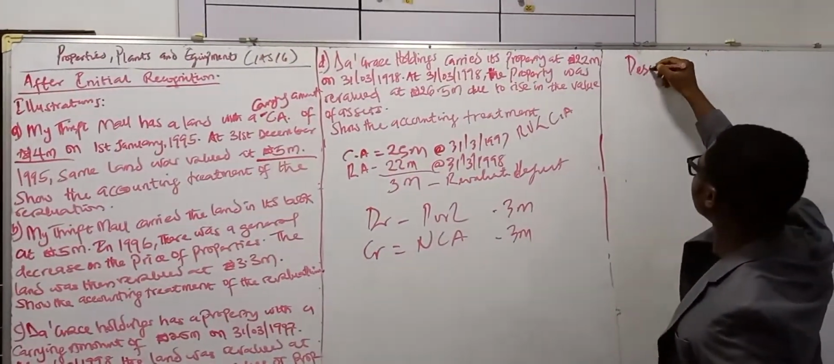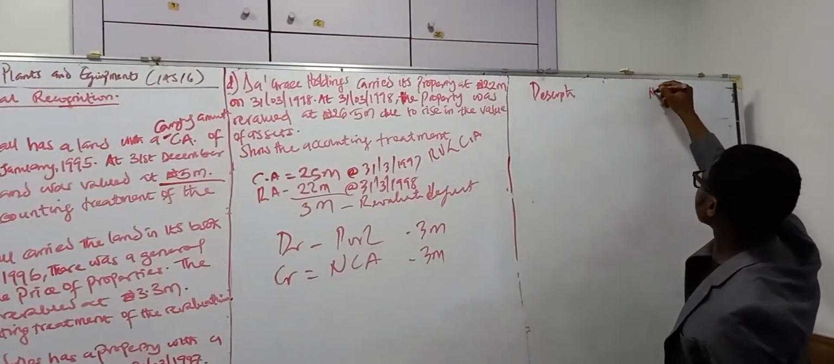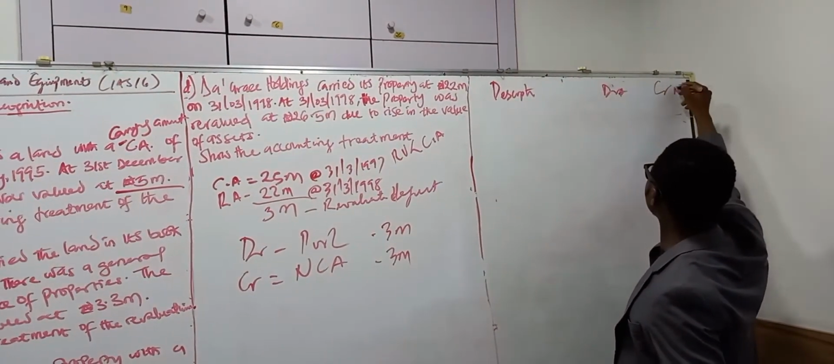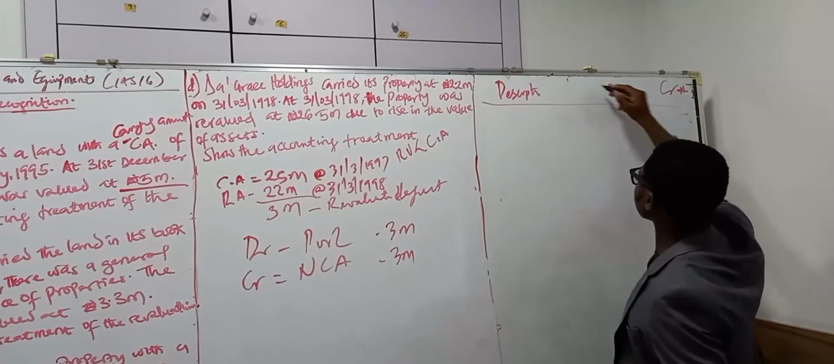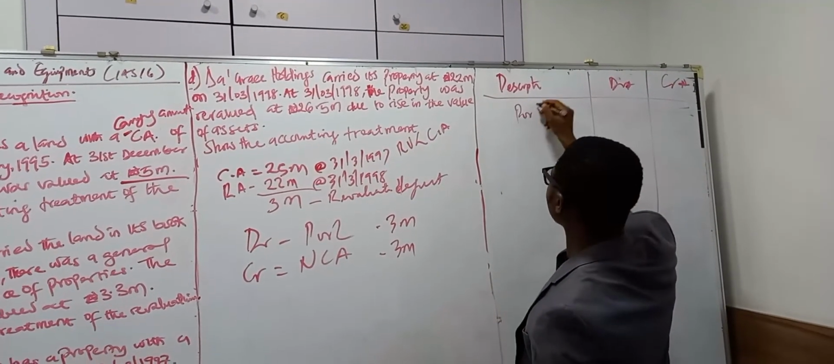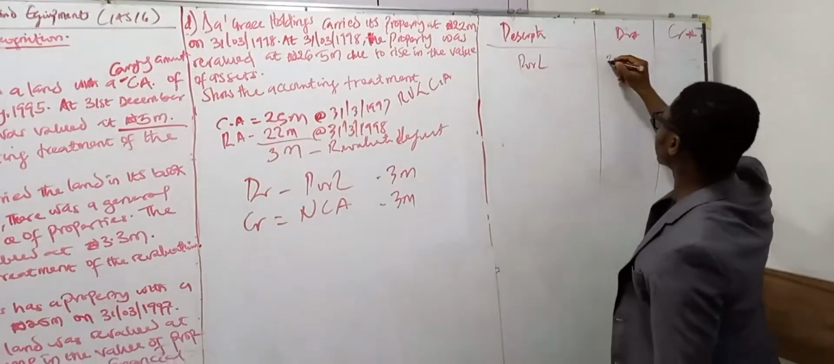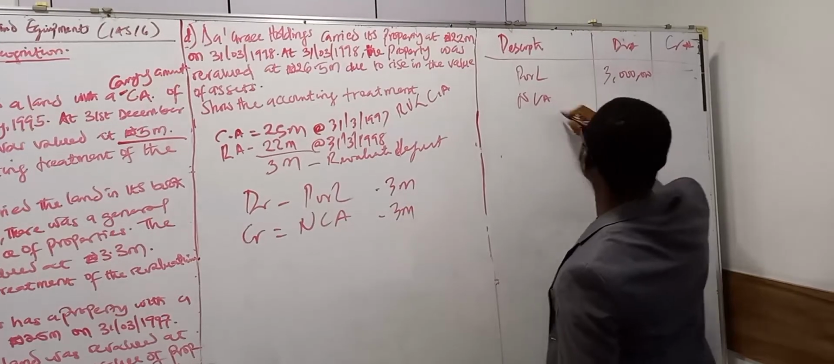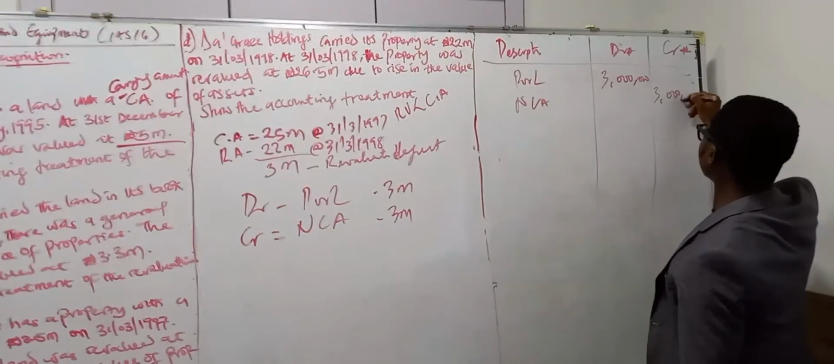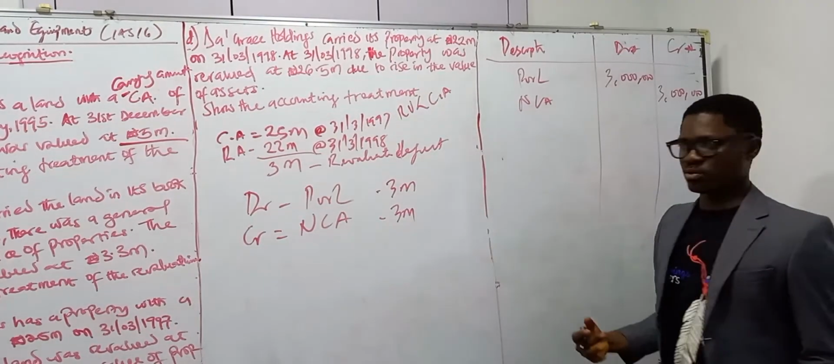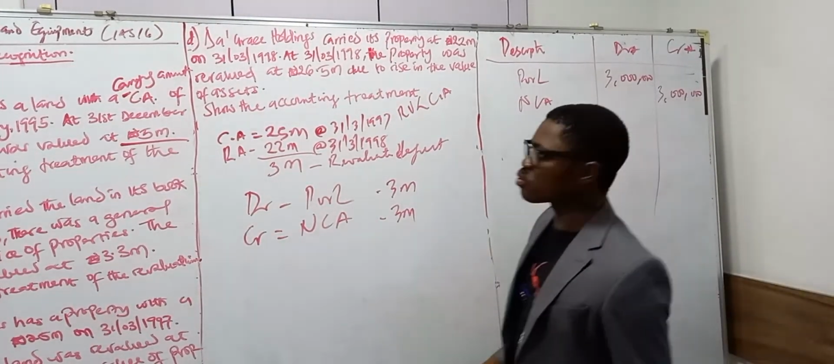We have a description, debit side, and on our credit side, our currency. Profit or loss will be debited with 3 million naira, while our non-current assets will be credited with 3 million naira at initial revaluation. Now we go to the fourth question.